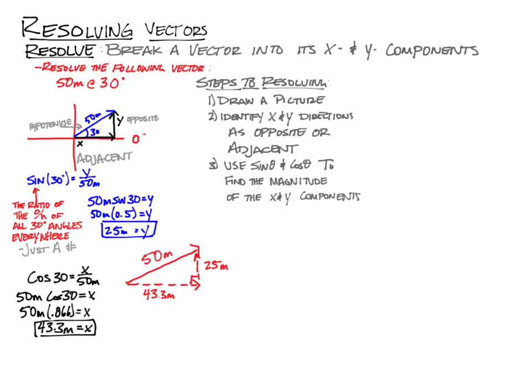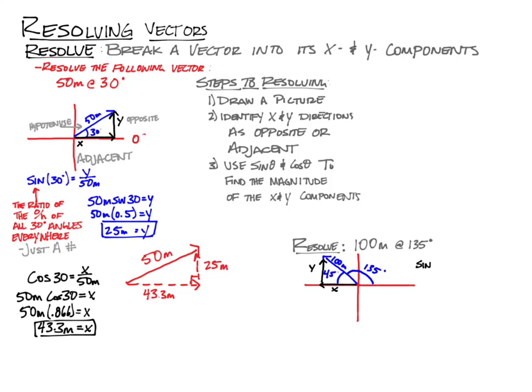So the next one that we're going to look at, to resolve this next vector, is going to be 100 meters at 135 degrees. So we're going to sketch it out. We got our 100 meters, and it's 135 degrees. That means we go 90, and then we have 45 degrees left. So that's 135 degrees, and that makes the leftover part 45 degrees.